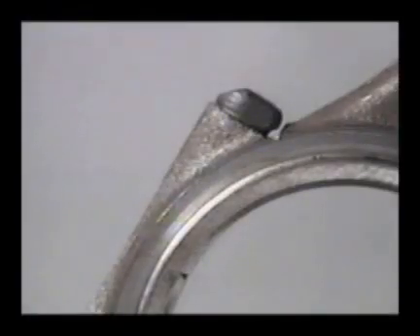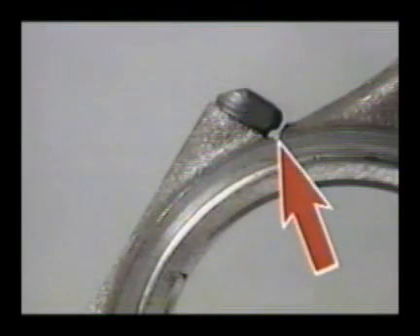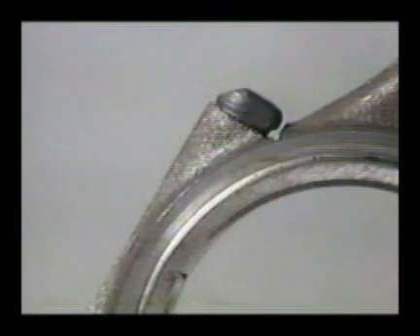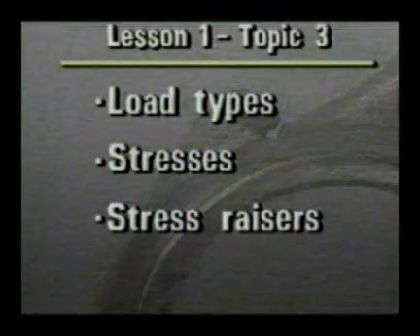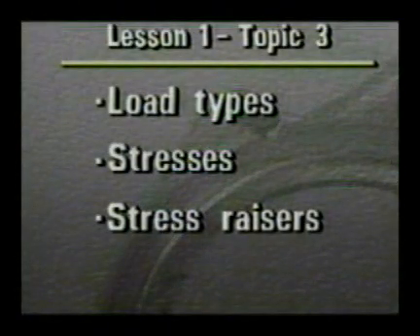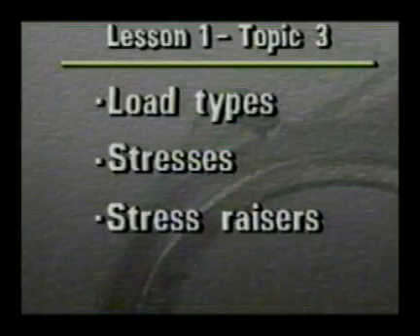Can you identify any stress raisers on this connecting rod? Did you notice the contour change at the bolt seat and recognize it as a stress raiser? So far in this course, we have reviewed the 5 load types, resulting internal stresses and their distribution, and what stress raisers are and where they come from.